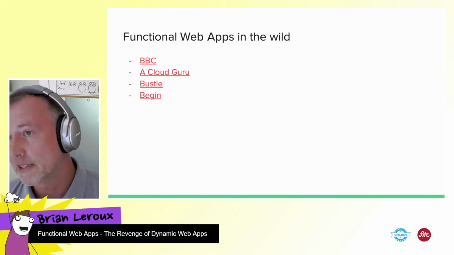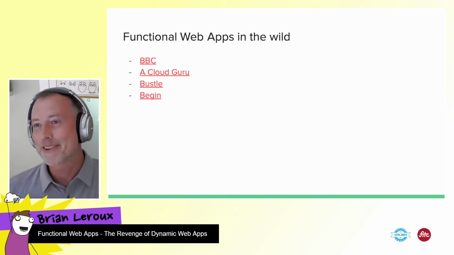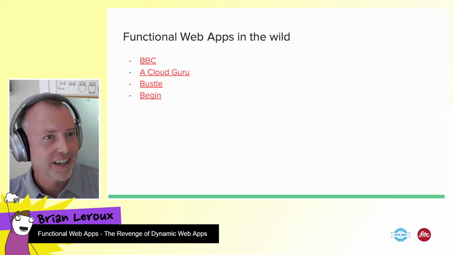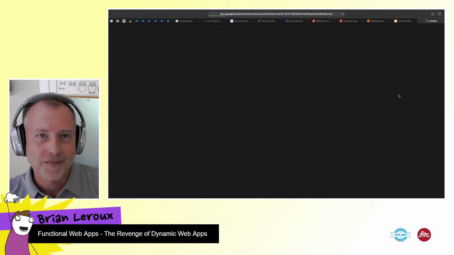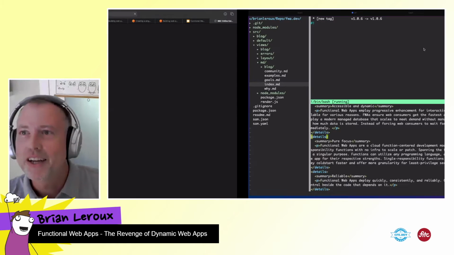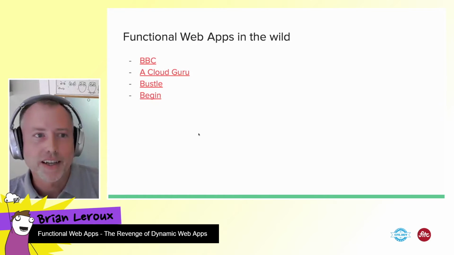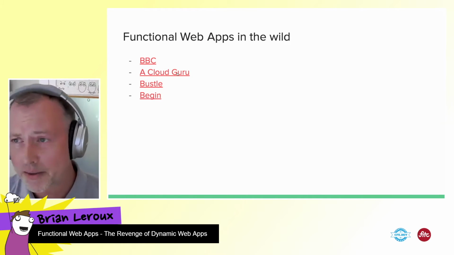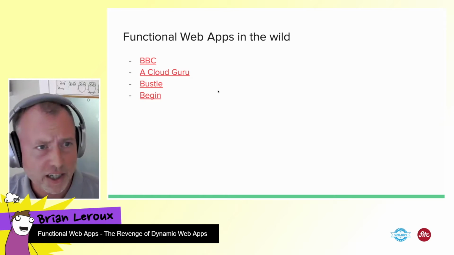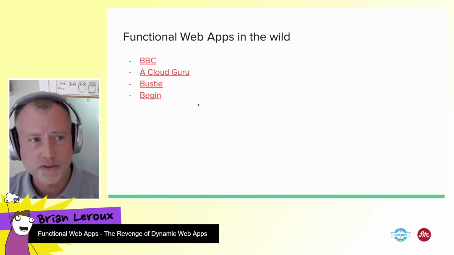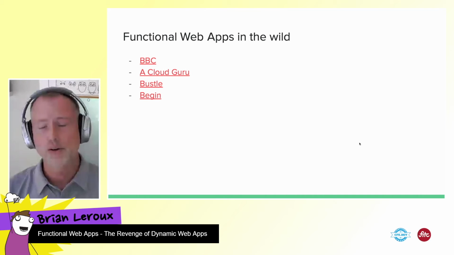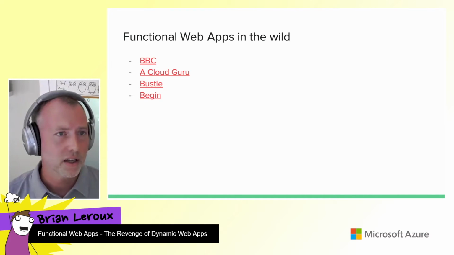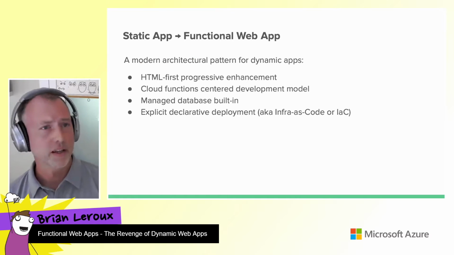It's not just me saying this either. This is happening all over the place. These are links I will be sharing with this presentation so you can check this stuff out. BBC's built this way. CloudGuru is kind of built this way. They're pretty interesting. They just had a huge exit. Bustle magazine's built this way. Begin.com is built this way. So it's very doable with huge workloads and quite fun.